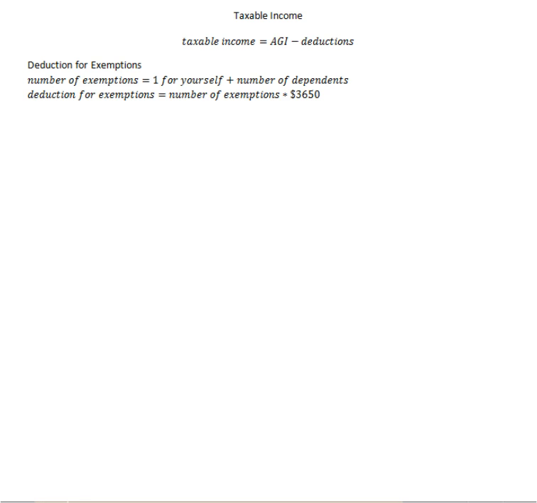First, the number of exemptions will be one for yourself plus your dependents. And then you'll take that number times $3,650 for your deduction. You can also make one more deduction, and it'll either be a standard or itemized deduction.